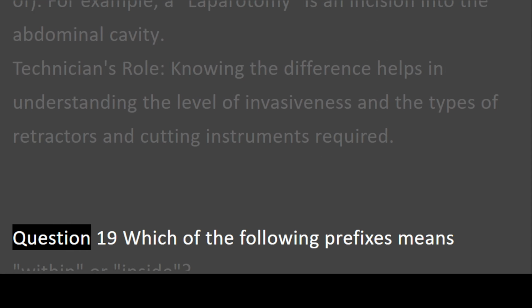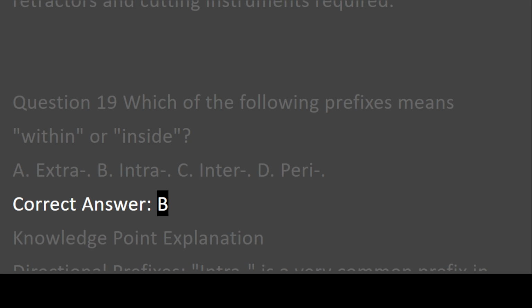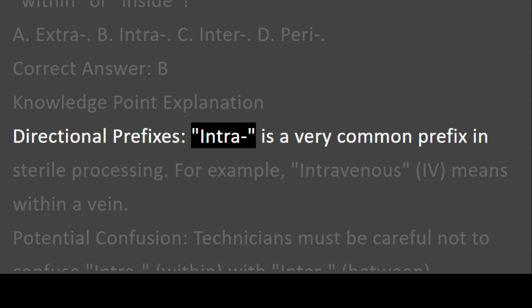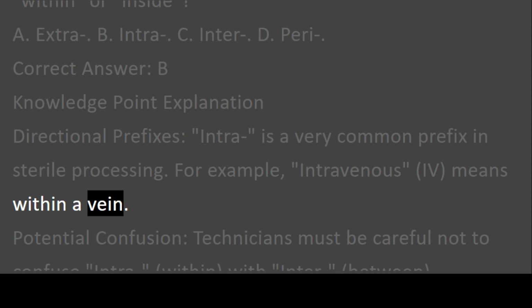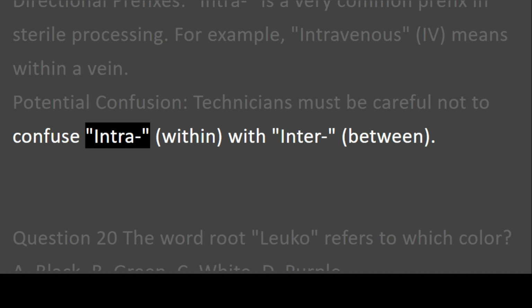Question 19. Which of the following prefixes means within or inside? A. Extra-. B. Intra-. C. Inter-. D. Peri-. Correct answer, B. Knowledge point explanation. Directional prefixes. Intra- is a very common prefix in sterile processing. For example, intravenous means within a vein. Potential confusion. Technicians must be careful not to confuse intra-, within, with inter-, between.